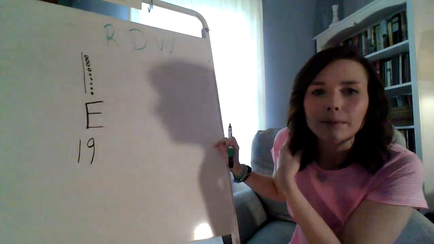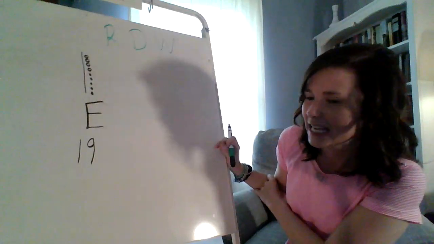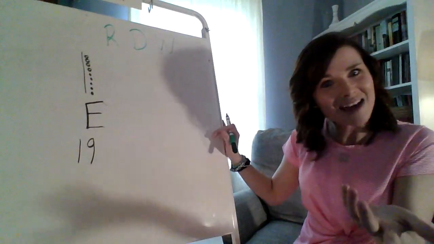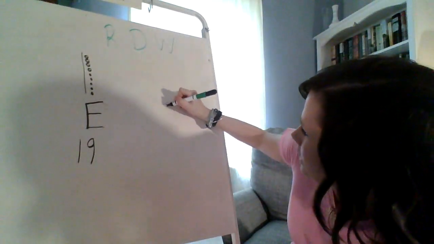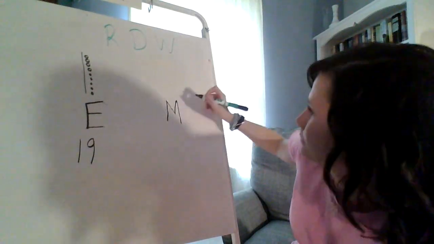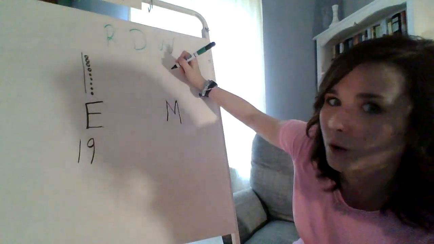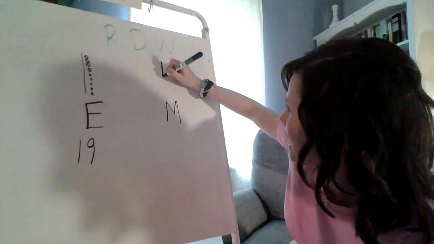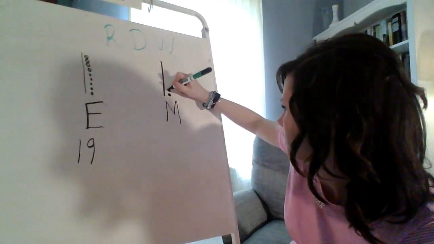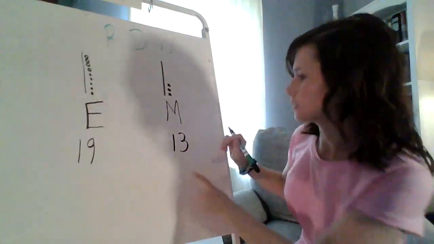All right, let's look at what does Mike have? Mike had 13. Mike, what letter do you think? M, nice job. All right, I'm going to label his M for Mike. And he had 13. We're going to draw a quick 10. So we have 10, 11, 12, 13. Okay, so that's how much they started with.